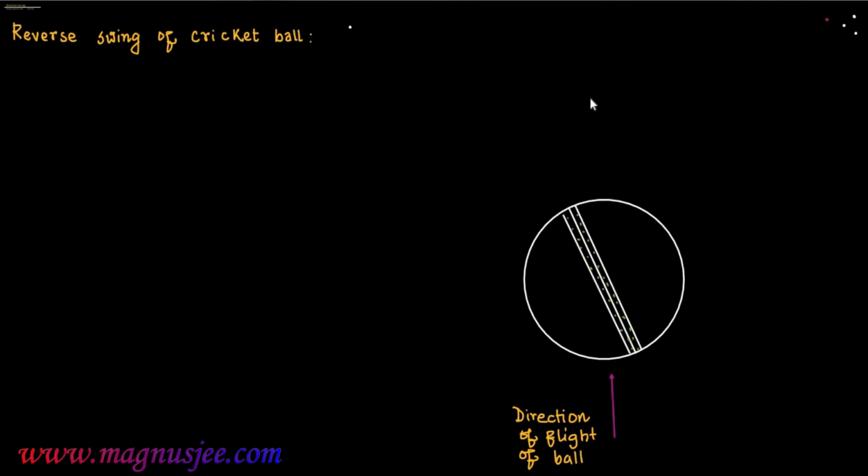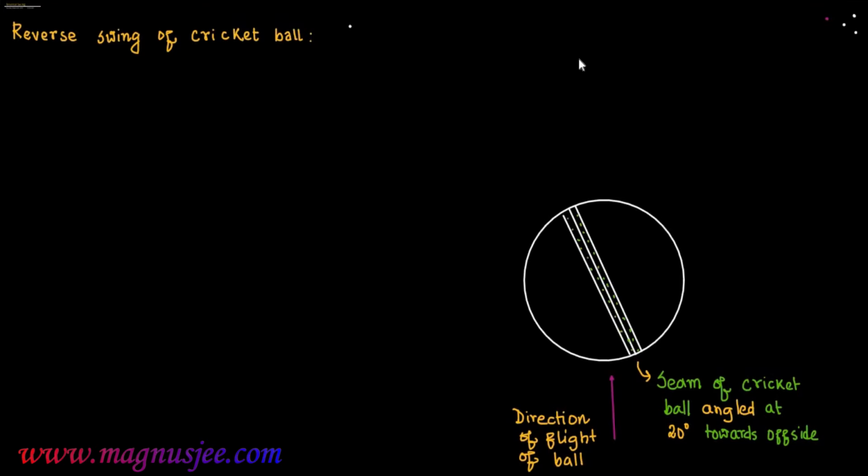Now we can draw the seam, and this is the seam of a cricket ball which is angled at certain angle towards offside of a right-handed batsman. This is the seam of a cricket ball angled at 20 degree towards the offside of a right-handed batsman.